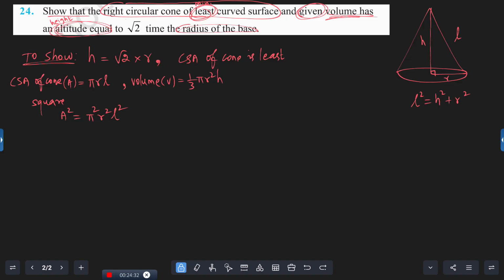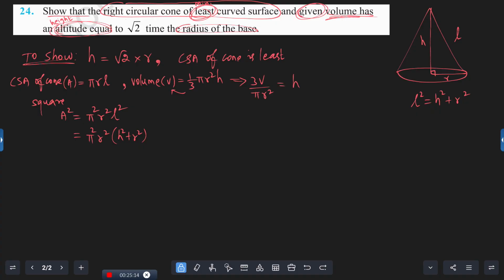Then L you can use. R will stay, L is better. We use L value: A square is pi square R square into H square plus R square. Understand? And now we got 2 variables. These 2 variables we want to convert into a single variable. How will you do it? From the volume you can find it. Then 3 pi, when you send it opposite, I'm getting 3 times V divided by pi R square, equal to H.